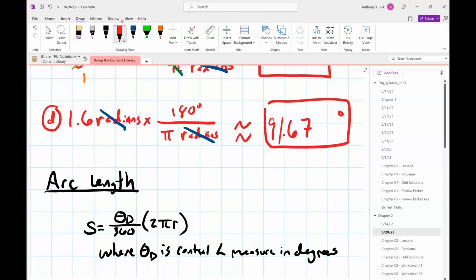So if I notice here, I can kind of reduce, right? I have the 1, 360, and the 2 can reduce. And if I rearrange this a little bit, I can write this as theta d times pi over 180 times r.